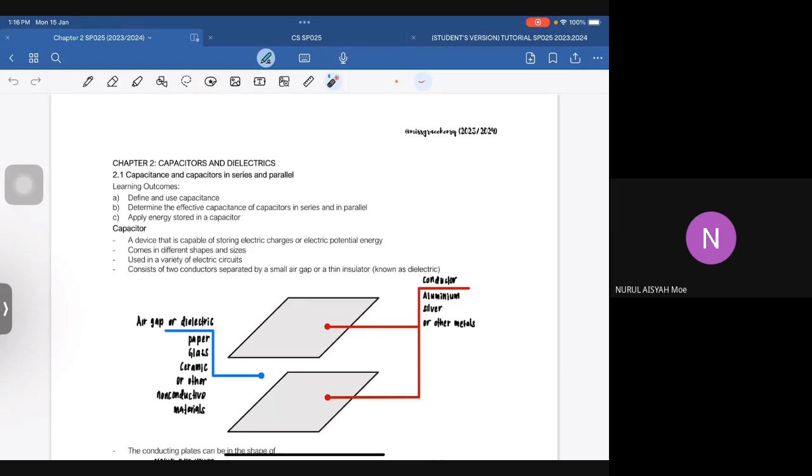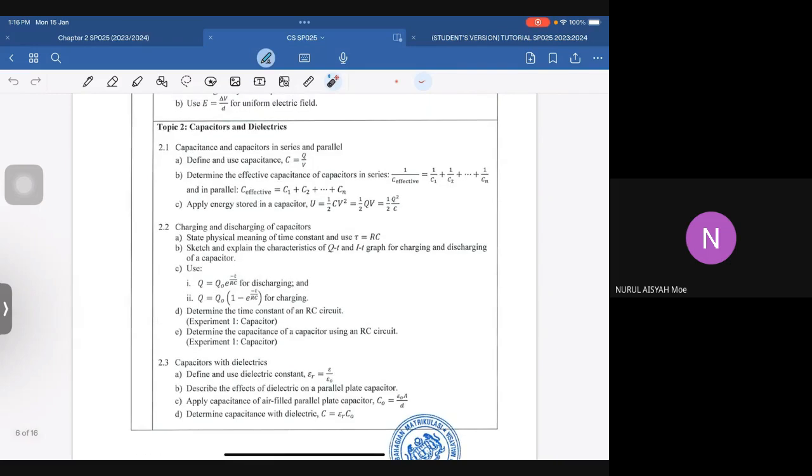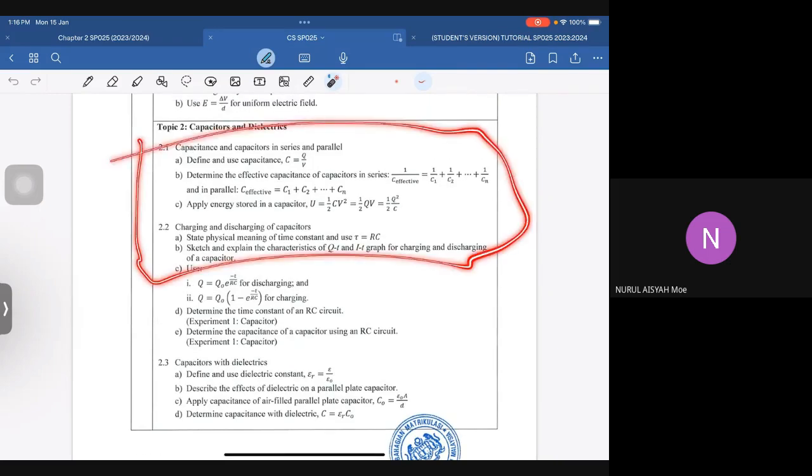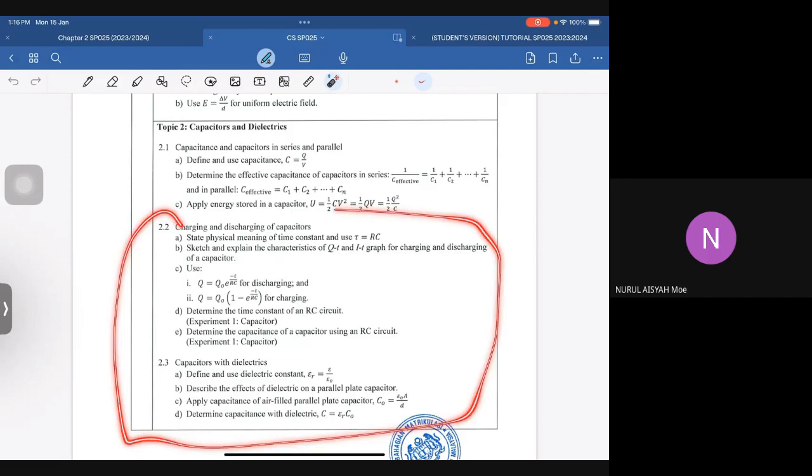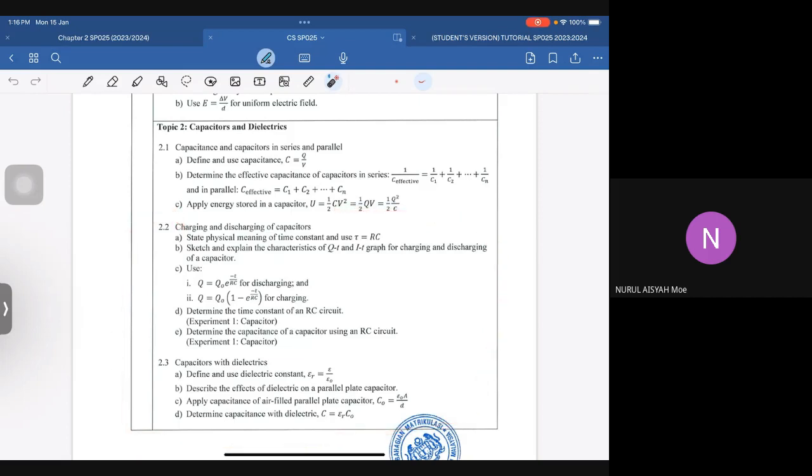So for these 3 subtopics, for the first hour, we will be learning about 2.1 and half of 2.2. And then for the second hour, we'll discuss 2.2 and 2.3 again. And then lastly, for the third hour, it's going to be our in-class discussion.